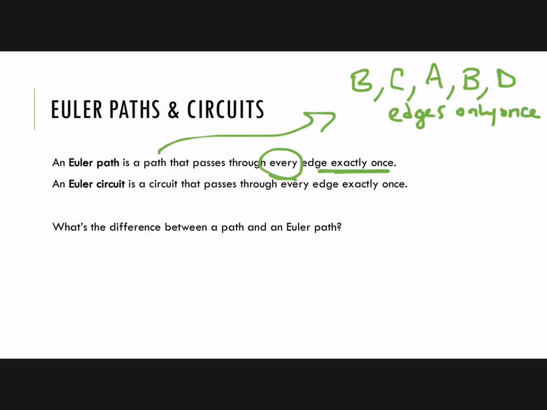We know that a circuit is a path that begins and ends at the same vertex. So if we use that previous example I've just created, B, C, A, B, D, and then maybe we'll just end at B. Something like that. Now this would only be an Euler circuit if it passed through every edge in the graph.